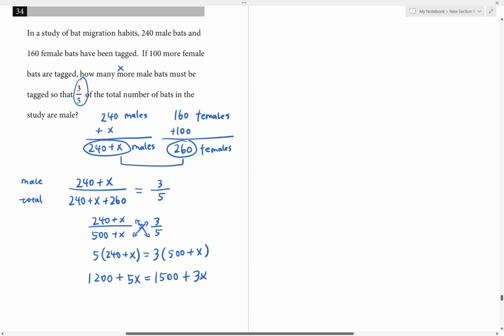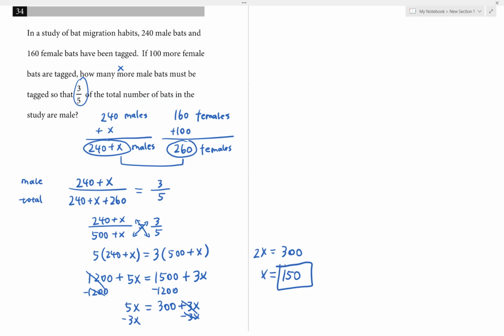Now we can subtract 1,200 on both sides. We get 5x equal to 1,500 minus 1,200, that's 300, plus 3x. Then we subtract 3x on both sides, so you get 2x equal to 300. Divide by 2, x is 300 over 2, and we get x equal to 150. So the additional number of male bats we need to tag is 150, and that is our final answer for this question.